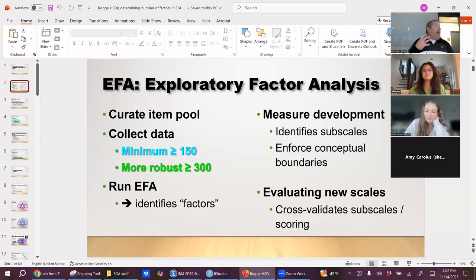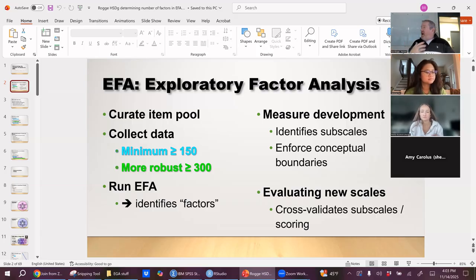When you run EFA, it identifies clumps of items or factors that are correlated enough that they seem like they might be measuring the same thing. So if you're using it to create a scale, you can use it to identify items that might form subscales. You can also throw into your item pool measures that you don't want your measure to measure, like conceptual boundary, and use that as a way to make sure the items you're considering are not accidentally measuring something else.